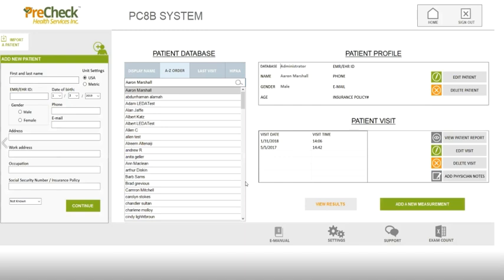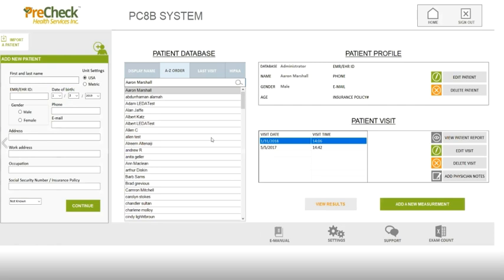I'm not going to do a full demo because I don't have the system set up, but I want to show you a few features of the system so that you better understand what we're doing. So, of course, this is where you're going to add a patient and begin the testing. And once you've gone through a test, that test is going to populate here in the database. And as you can see, I have a pretty large database of patients.